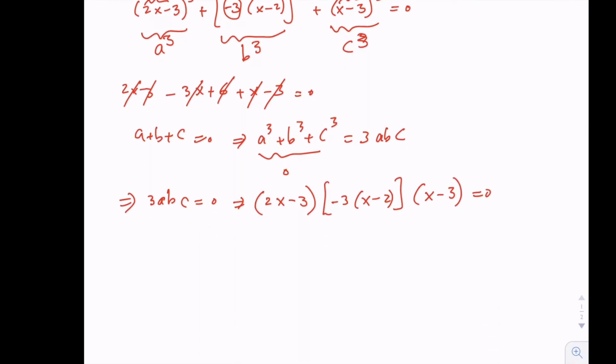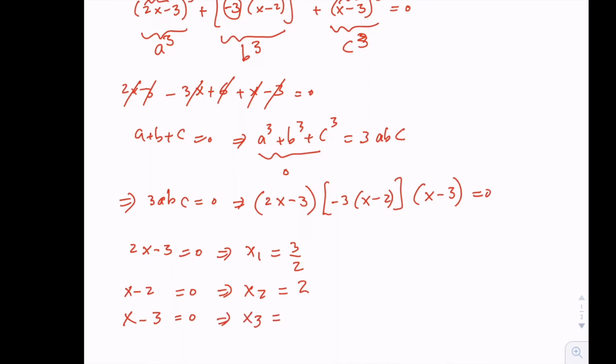If the product of three expressions is 0, each of those expressions can be 0 for the product to be 0. So 2x minus 3 might be 0, and therefore x1, which is the first root, is 3 over 2, or x minus 2 is 0, therefore x2, which is root number 2, is 2, or x minus 3 is 0, which gives us x3, which is the third root, equal to 3. And therefore we solve this equation.